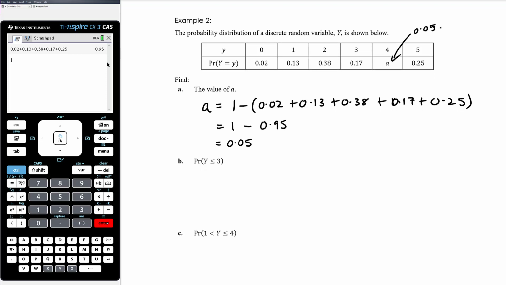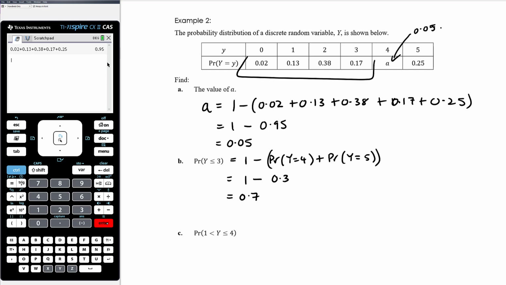Find the probability that y is less than or equal to 3. That means adding up those 4 probabilities, or alternatively we could add up those 2 probabilities and take them away from 1. So I'll do 1 minus the probability that y equals 4 plus the probability that y equals 5. Remember, we've just worked out that the probability that y equals 4 is 0.05, so 0.05 plus 0.25 is 0.3, so it's 1 minus 0.3, which is 0.7. It's easier to add those up and take them away from 1 rather than add up those 4 numbers.